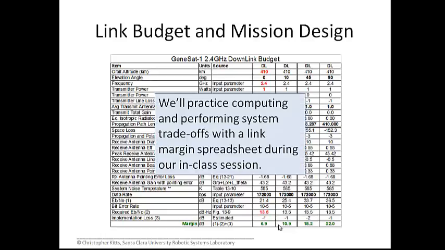So this is something that we will practice during the in-class section. We'll show you some of the real spreadsheets that we've used for some of the NASA missions and walk you through a few of the typical trade-offs that we have to do, both in the design phase as well as in the operations phase, and we're using this.